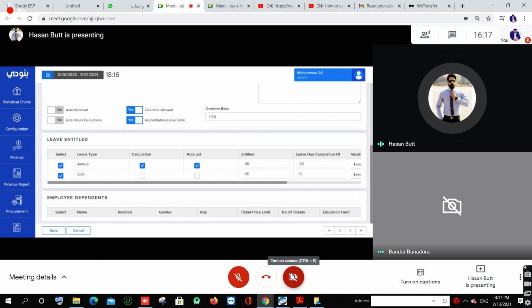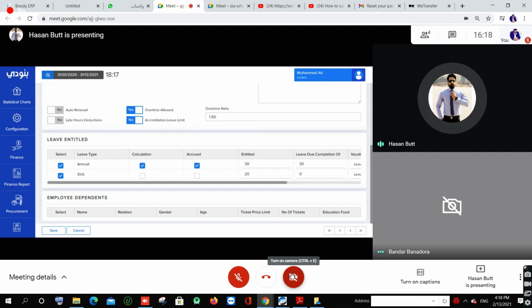And the second one is the annual leave, which is the year. And this is the calculation. It means that it will be calculated from your salary or not. If you exceed the given leaves, meaning 30 leaves are given and you have taken 31 leaves, it will be deducted from your salary or not. Question, brothers? Yes.